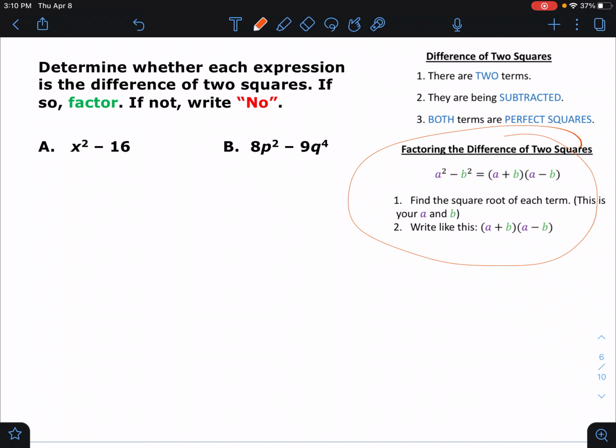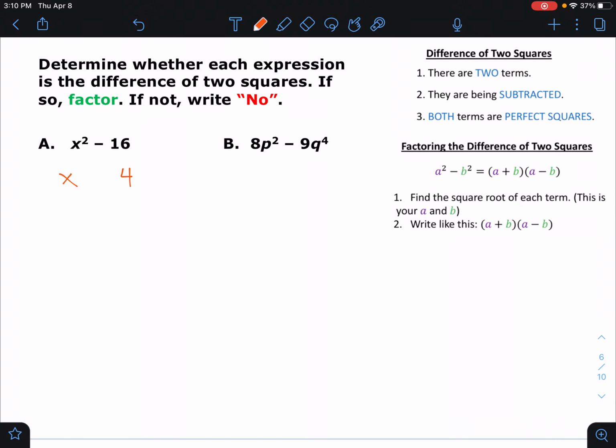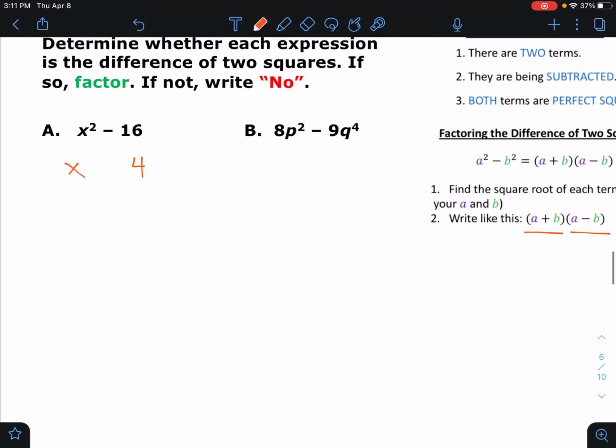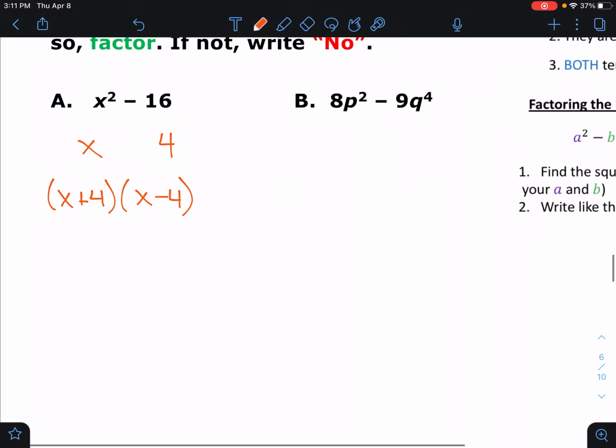Okay, difference of two squares. Now, we're going to find the square root of each term. The square root of x squared is x. What's the square root of 16? 4. Okay, this is like your A and your B now. It says you're going to write A plus B and then A minus B. So if everything has checked out so far, then we're going to write x plus 4, x minus 4. Now this is the factored form of this.